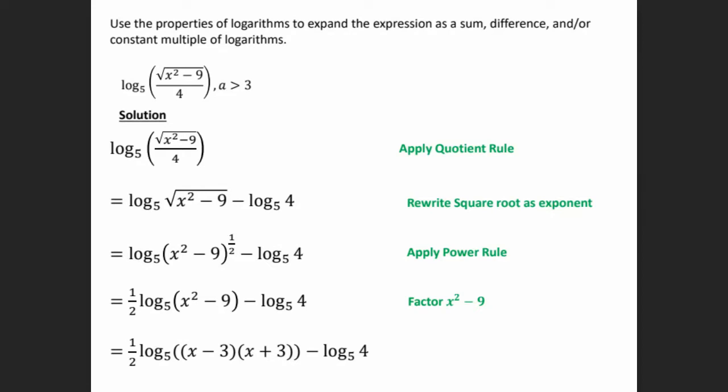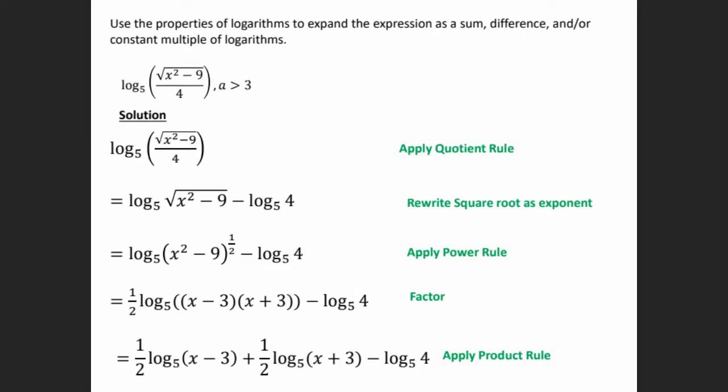Now I have a log whose input has two items being multiplied to each other, so I'm going to use my product rule now. The final answer would be 1/2. I've got to keep the 1/2 that's being multiplied to the log. So I have 1/2 log base 5 of x minus 3 plus 1/2 log base 5 of x plus 3 minus log base 5 of 4. This one can't be simplified any further. All right, any questions?